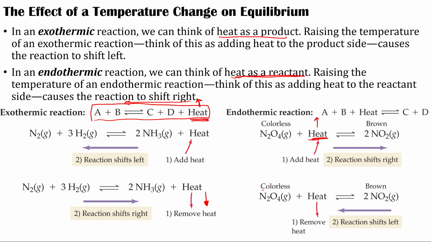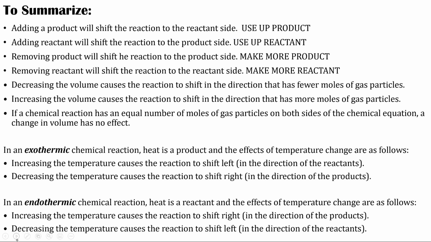And so it'll shift towards whatever side heat is on. So to summarize, if we add a product, the reaction will shift to the reactant side. If we add a reactant, the reaction will shift to the product side. If we remove product, the reaction will shift to the product side to replace it. If we remove reactant, the reaction will shift to the reactant side to replace it.